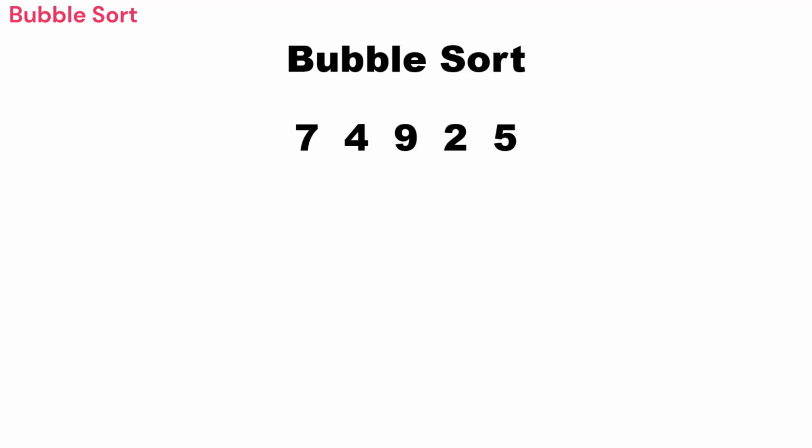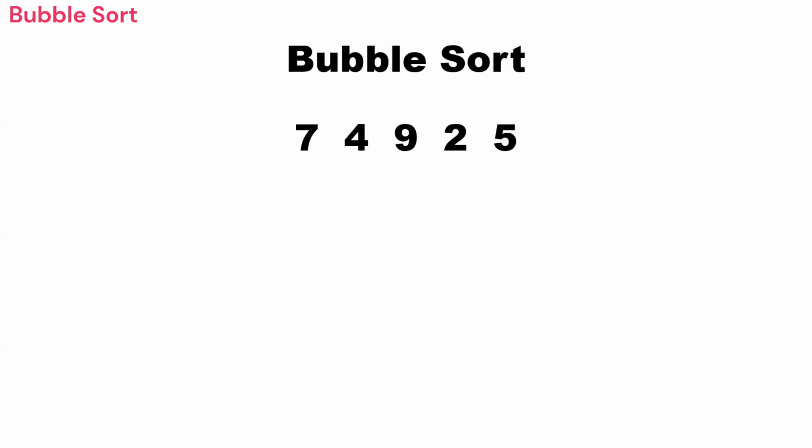In bubble sort, we take the greatest number and put it at the end. In the next iteration, we take the next greatest number and put it in the second end. So basically, bubble sort is when we take the biggest number and push it to the end. So let us see how bubble sort works.